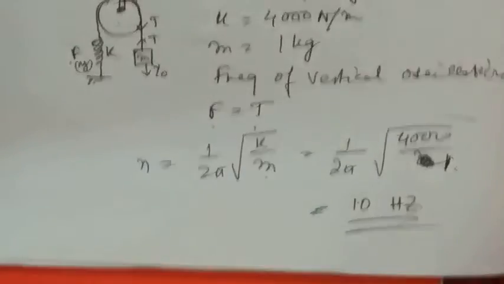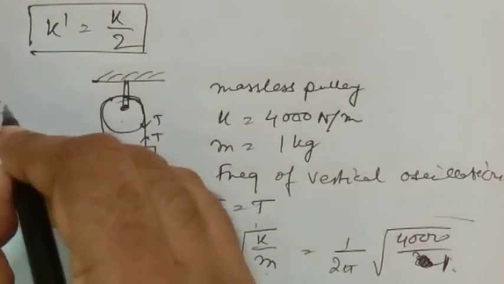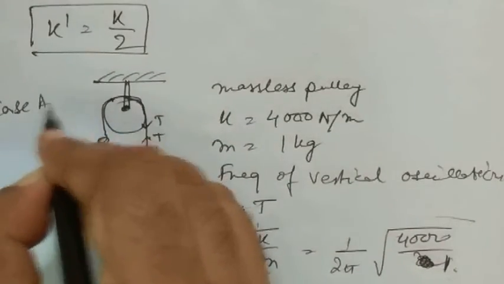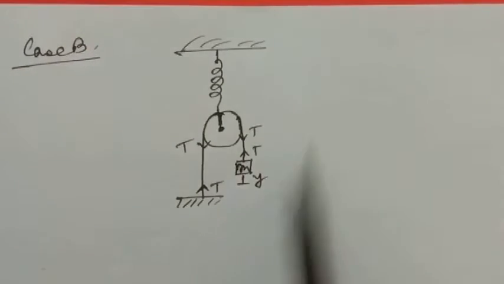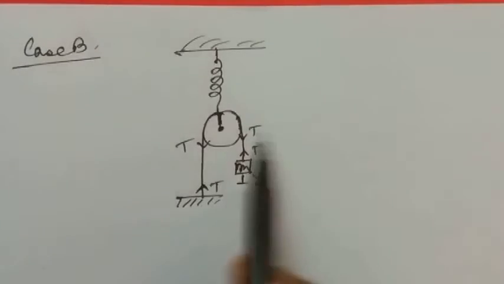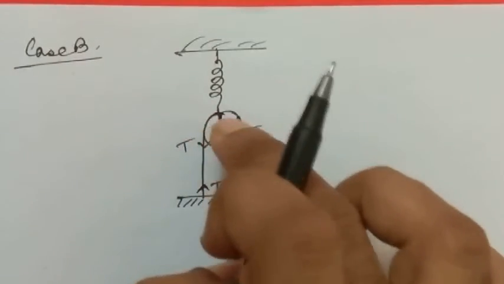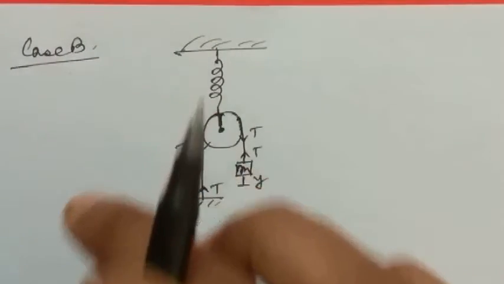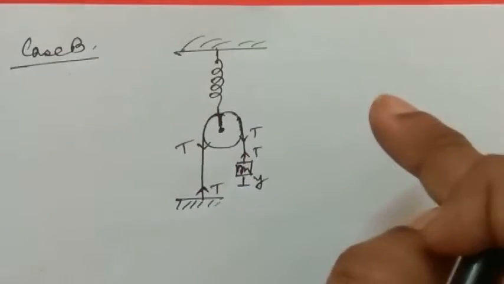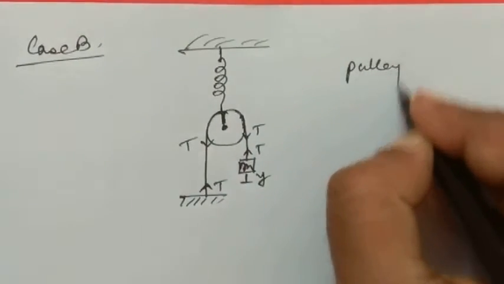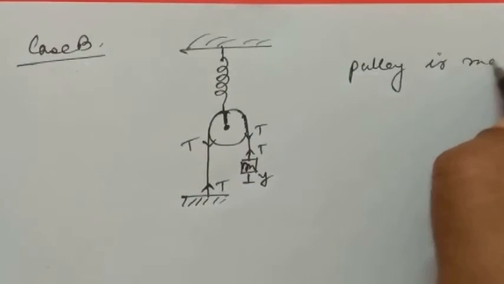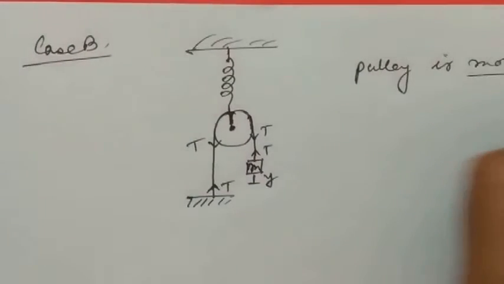You can take this to be, suppose, case A. Now case B. The diagram has been slightly changed. The spring is from the top. Now this is a different pulley. The previous pulley was fixed and massless. Now this pulley is not fixed. This pulley is movable. It is a movable pulley.